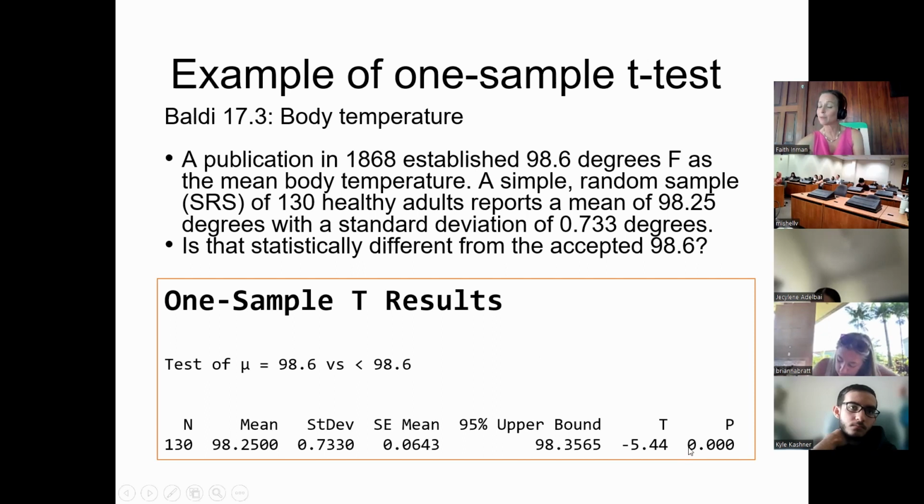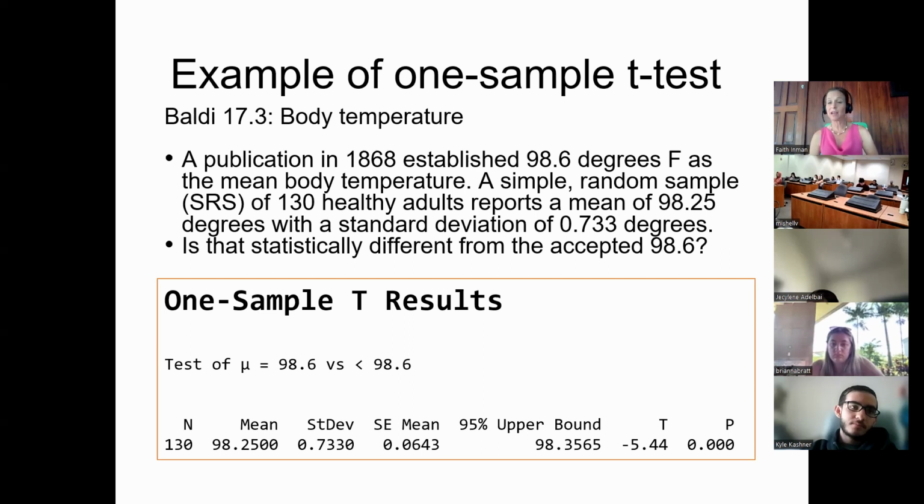It says here that the p-value is 0, straight up 0. That's not right. It's never exactly 0. It's just less than 0.0001, right? So that's how you would read the results.